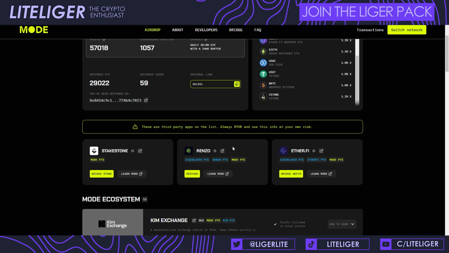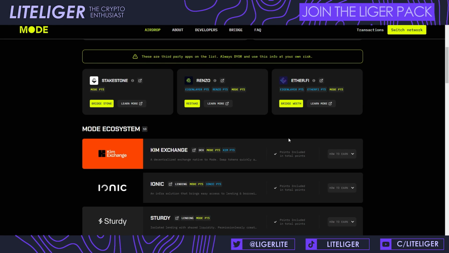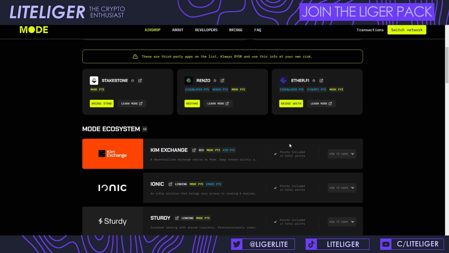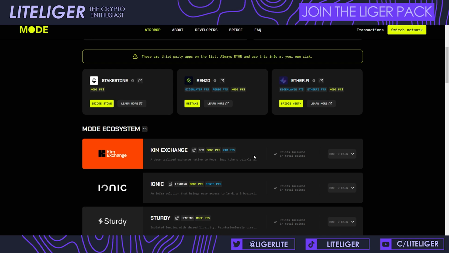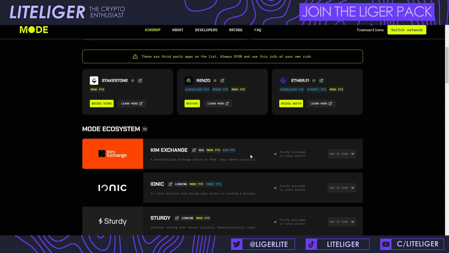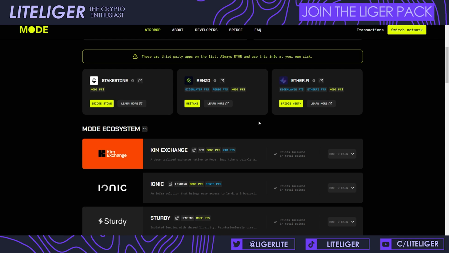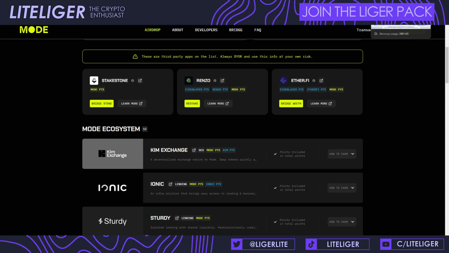And then you can put this Renzo into Kim Exchange and you can provide it into liquidity with Ethereum as a pair and get Kim points. So 4 different points on top of that. So that's pretty bullish. Let's move on.